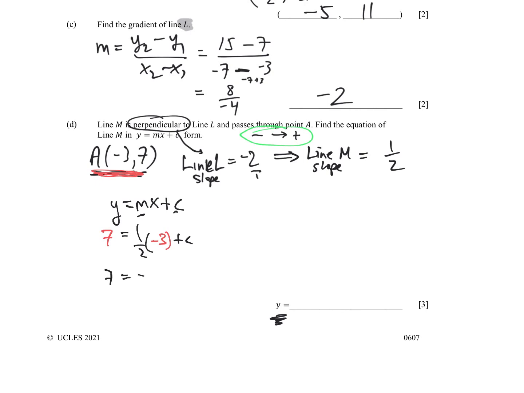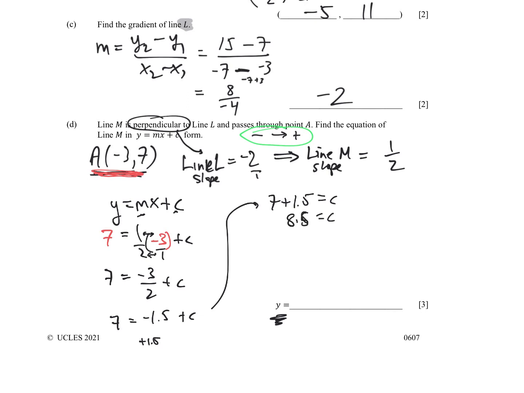Multiply 1/2 by negative 3, get negative 3 over 2, right? Because when we're multiplying fractions, we multiply the top number and the top number, the bottom number and the bottom number, plus c. That's 7. If I really wanted to, I could imagine this as a variable. That might help. I'm going to add the 1.5 to both sides. So I'm going to get 7 plus 1.5 equals c, and that's 8.5 equals c. All right? So then ultimately my equation is y equals 1/2 x plus 8.5.